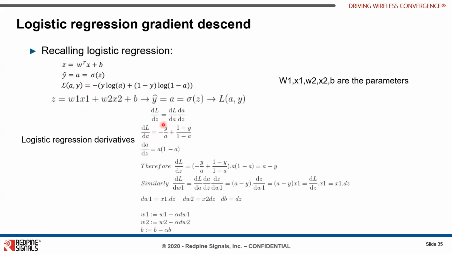That's the reason you get this. You can compute this derivative with pen and paper. dl by da means d of this entire thing by da, and then you get this particular expression.